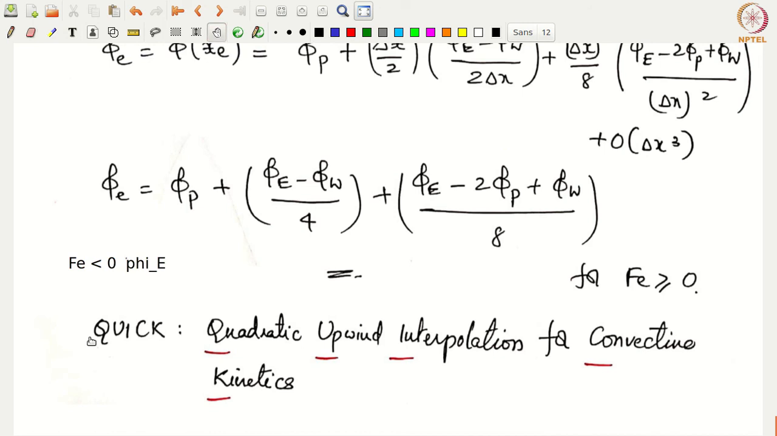You have to write, for when Fw is greater than 0 and Fw is less than 0, formulae for phi sub little w. All right, so that finishes the three higher order schemes: the Fromm scheme, the Beam-Warming scheme, and the QUICK scheme, the quadratic upwind interpolation for convective kinetics. Now we're going to stop here.